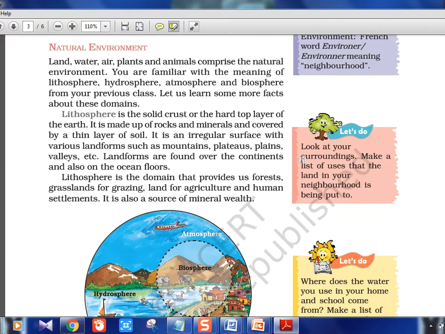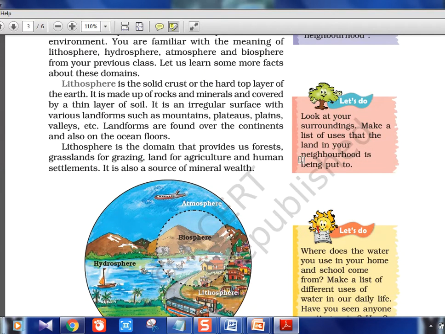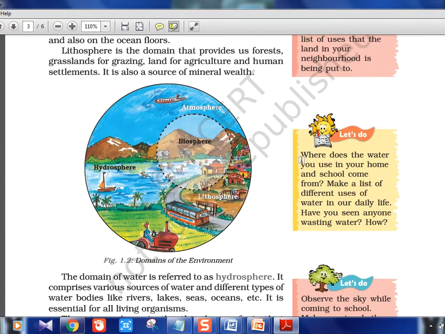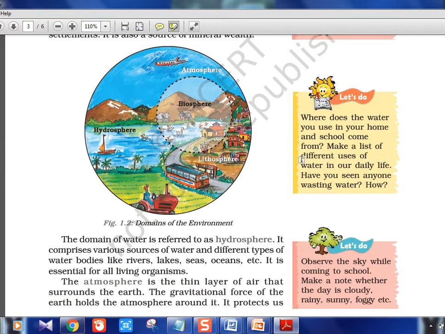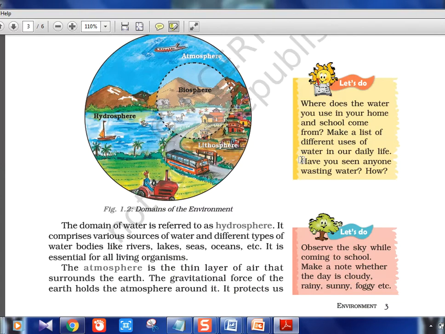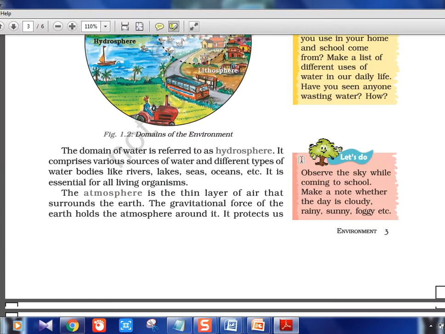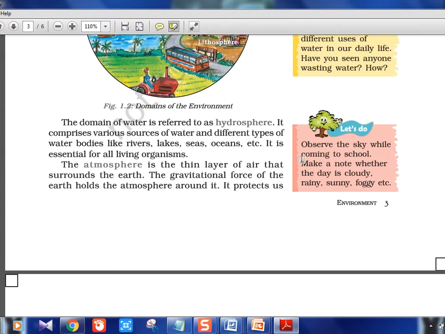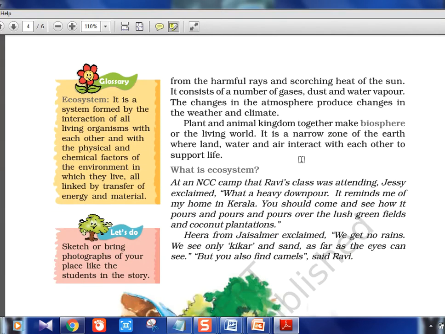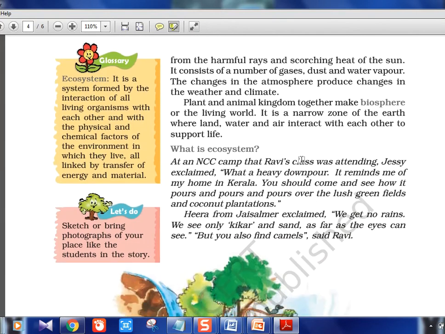Natural environment, again same thing, nothing to go into detail here, just see the picture, that is enough, nothing is there to read. Biosphere, atmosphere, lithosphere, even it was there in class 6th also, so don't worry because I'm scrolling down very fast. Hydrosphere is the water, atmosphere is the air. There's not even a single extra point which you have to grasp from here.